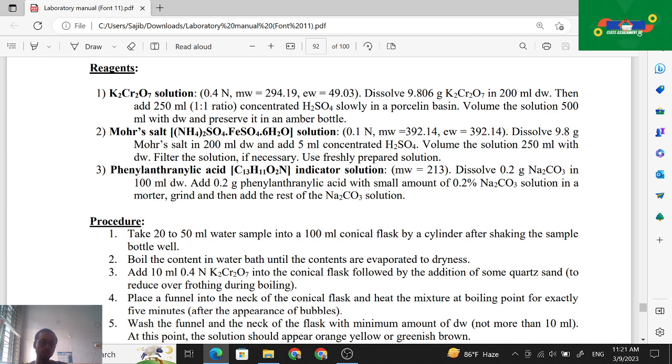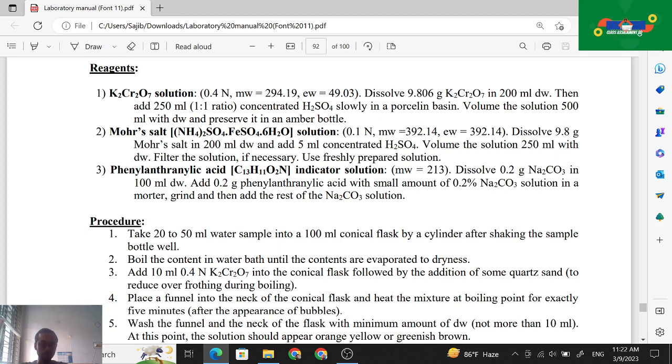Molecular weight is 392.14, and the equivalent weight is also 392.14. Dissolve 9.8 grams of Mohr's salt in 200 ml DW and add 5 ml concentrated H2SO4 solution, make up the volume of the solution to 250 ml with DW and filter the solution if necessary. Use a freshly prepared solution.